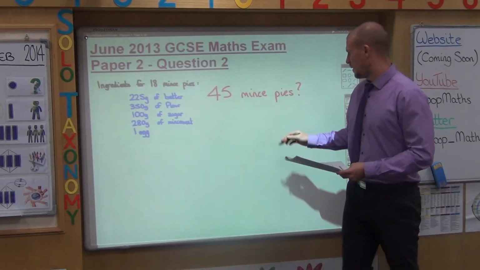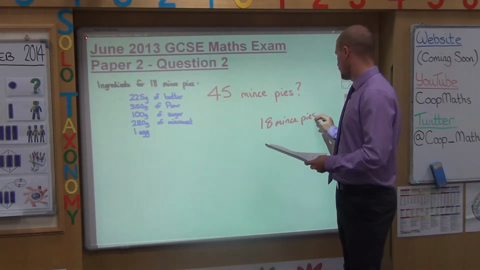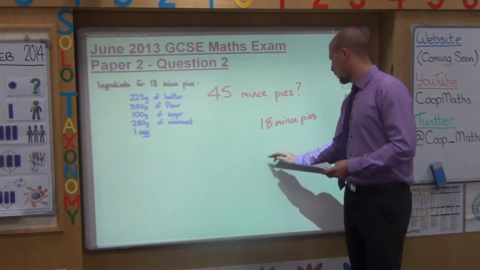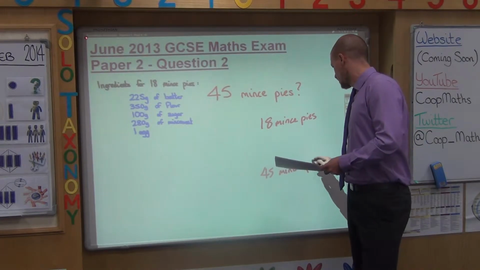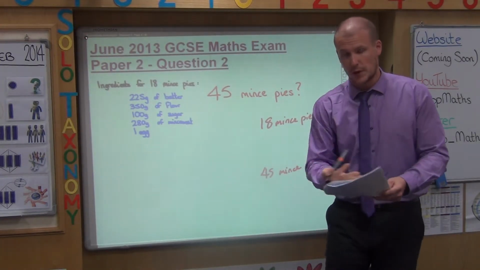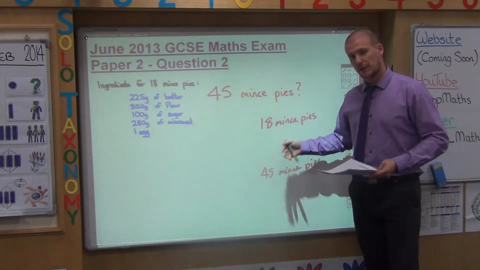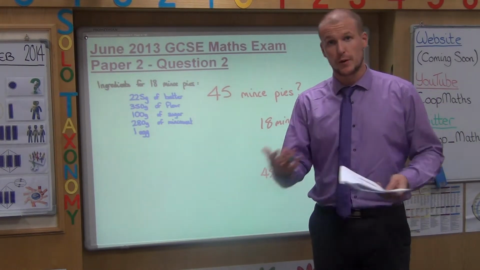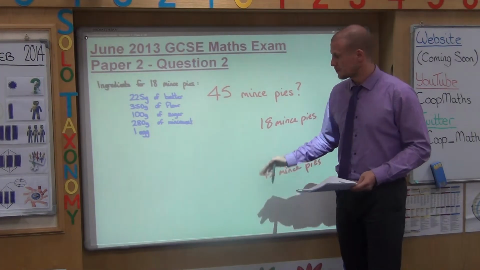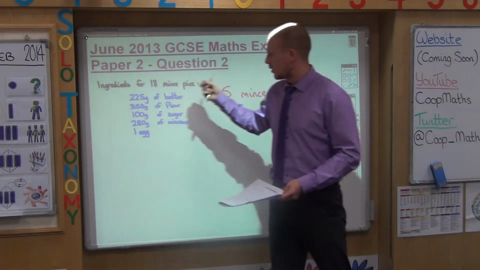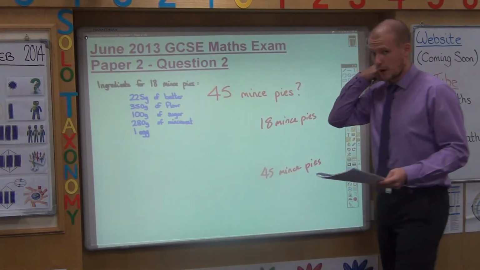Okay, so here's the way you look at it. 18 mince pies, you have all of that stuff, and 45 mince pies, you require certain amounts, right? And it's how you go from the number 18 to the number 45. In other words, what sums can you multiply and divide by, or divide by and multiply by, to go from the number 18 to 45. Once you figure out what sums you're doing there, it'll let you know what you have to do to all of them to get the amounts that you require for 45.